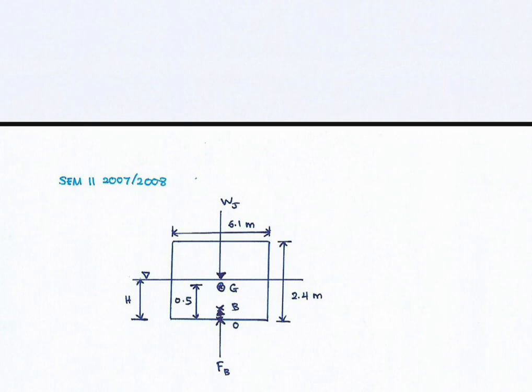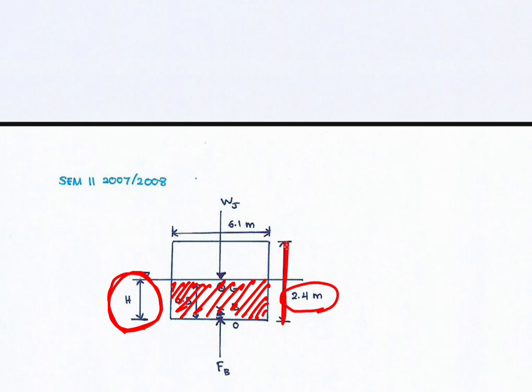And then, second step, you need to draw the center of buoyancy, the force of buoyancy. The center of buoyancy is the centroid of the submerged area. So this is the submerged area. However, we don't know the depth of the water here, which means we don't know how deep the submerged part of this barge is, because the 2.4 meters is the dimension of the barge, not the submerged depth of the barge.